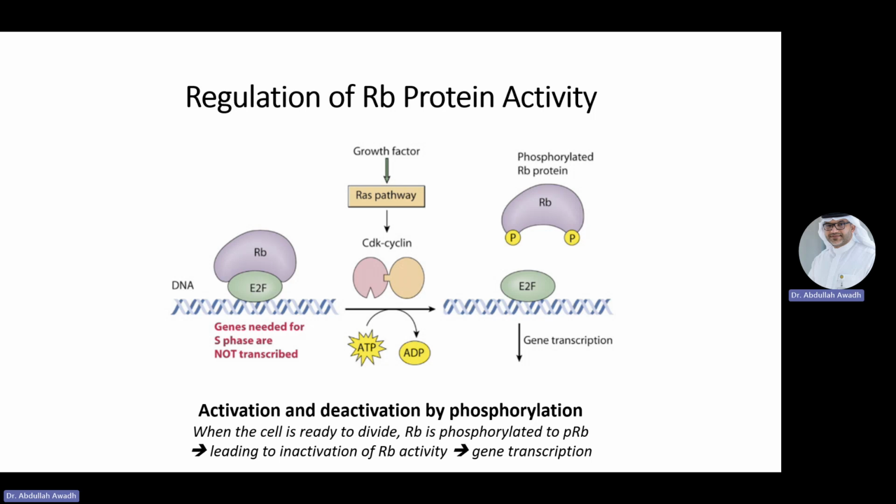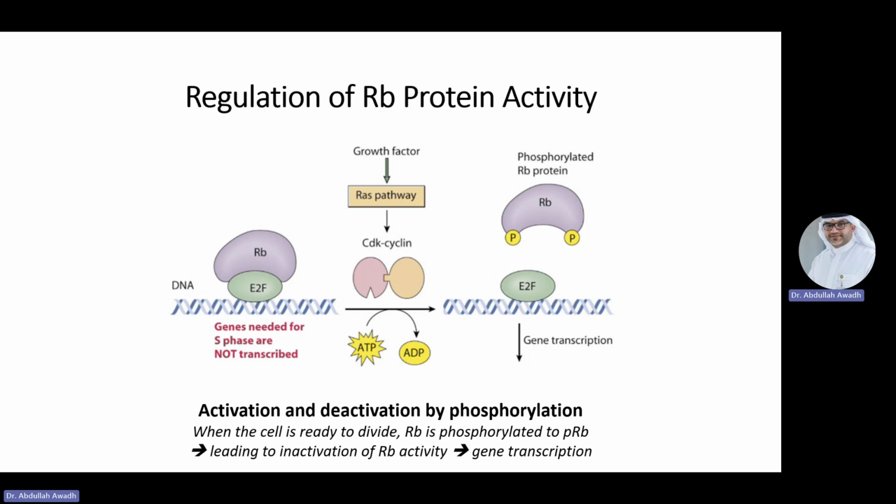When the cell is ready to divide, retinoblastoma is phosphorylated into phosphorylated Rb. This is when ready. What we mean by ready, all the conditions are met: cell size, cell nutrients, growth factors, genetic material, and so on.